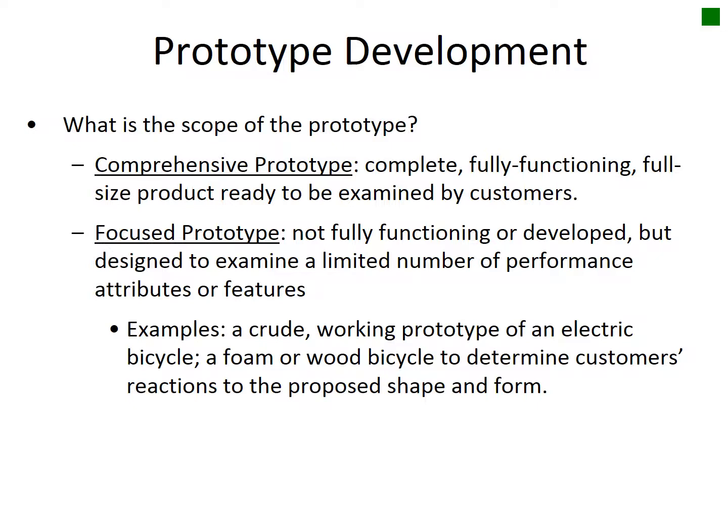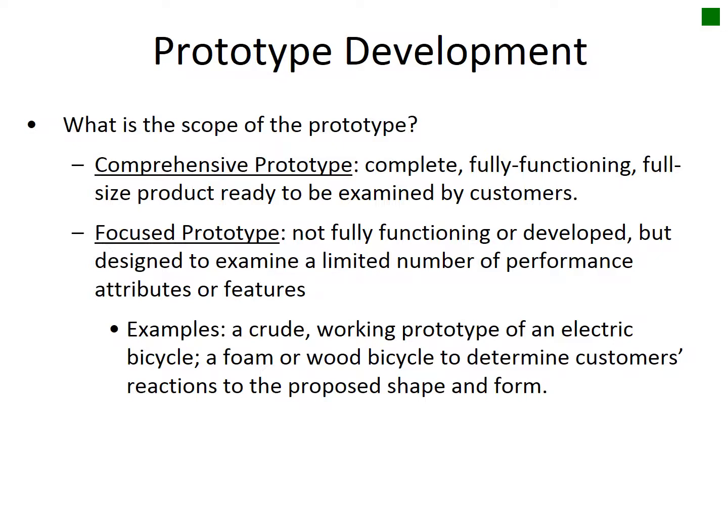A crude example here is just a working prototype of an electric bicycle. So the final operating bike might not be completely set, but part of it might be. So a foam or wooden bike is used to determine the reaction. Sometimes car manufacturers will create a clay mock-up of a car, and they want to get people's opinion of the visual aesthetics of the car. So sometimes they'll do a mock-up like that.